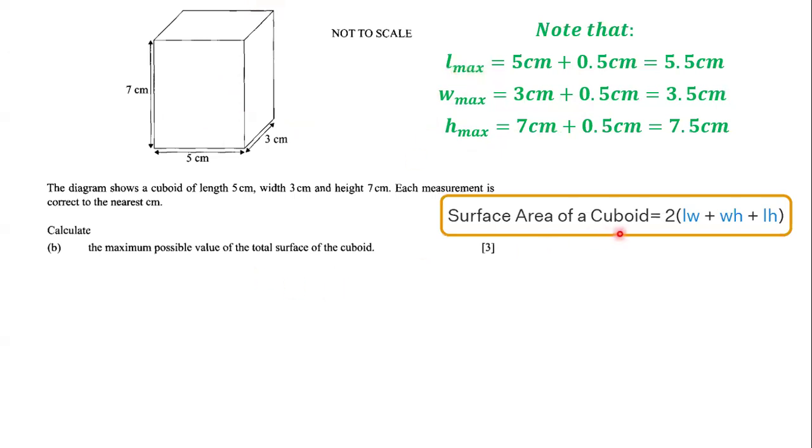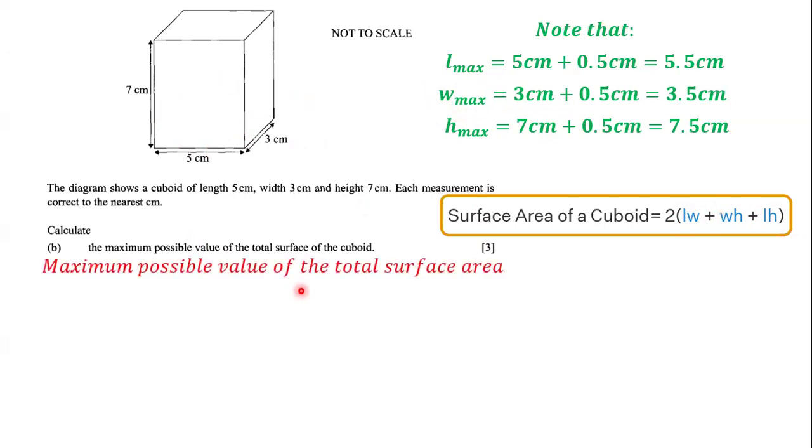So what is the total surface area of a cuboid? It's given by this formula. It's going to be equal to 2 times the length times width plus the width times height plus the length times height. Now, this is a useful formula, but we're not going to be using the length, the width, and the height. We're just going to be using the L max, W max, H max, all right? So we're not going to be using these figures. We're going to be using L max, W max, and H max, and that's because we want to figure out the maximum possible value of the total surface area of the cuboid.